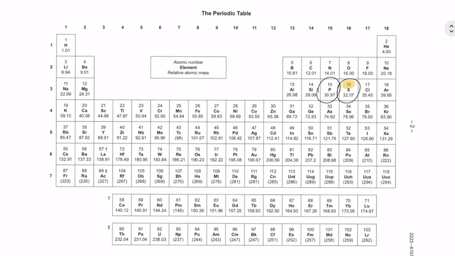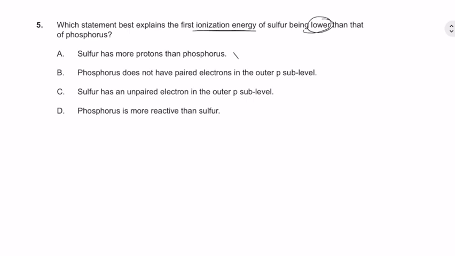However, because it has more protons, it should have a higher nuclear charge, and so by that sense, sulfur would theoretically have a higher first ionization energy because there's a stronger sense of attraction between the nucleus, due to more protons, and the electrons. So even though the statement is true, it does not answer the original question.